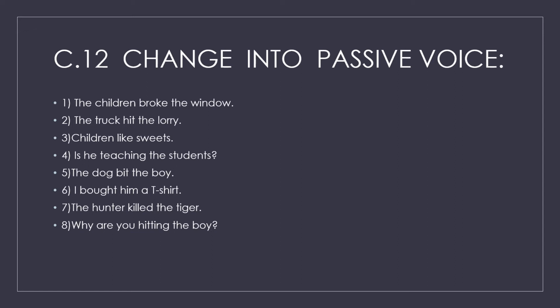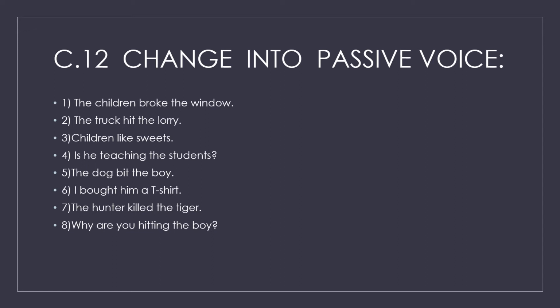Now the next one. I bought him a t-shirt. He was bought a t-shirt by me. Again, here we have changed the pronoun as well. This one can have another correct answer: A t-shirt was bought him by me. A t-shirt was bought for him by me.